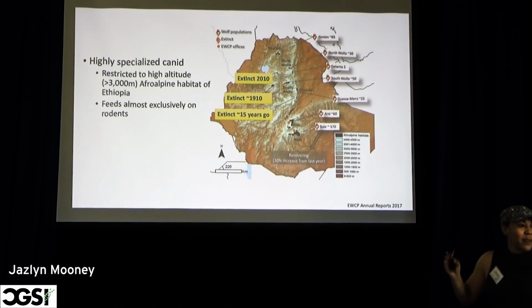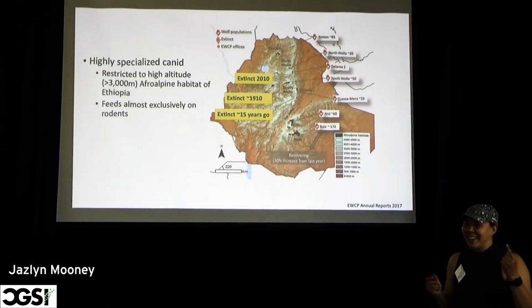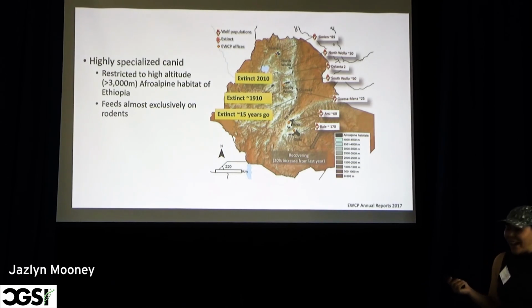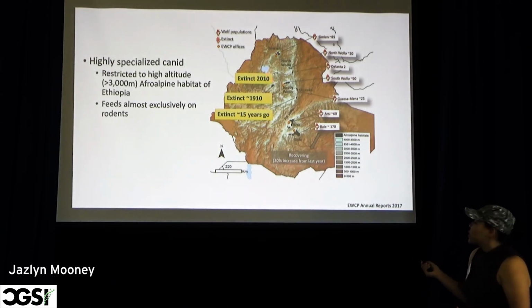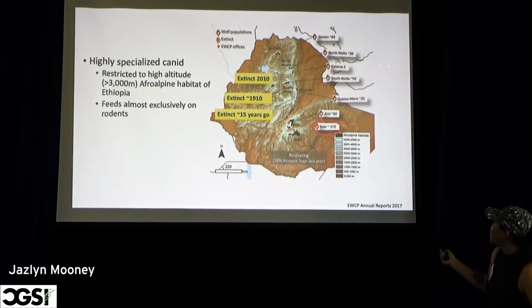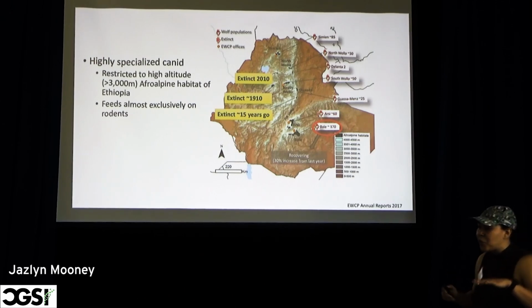So just seeing that, can anyone hazard a guess as to why there's been recent extinctions in the Ethiopian? Climate change, that can be one. Any other factors? Humans, anthropogenic factors. So actually, there's lots of anthropogenic pressure. So the population we're looking at is this Bale Mountain population. It's separated into 3 groups.